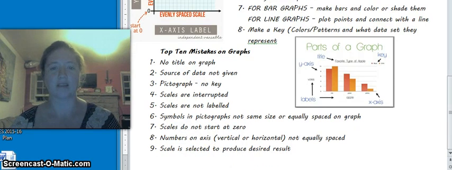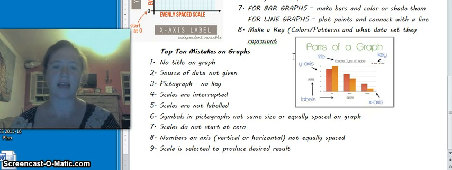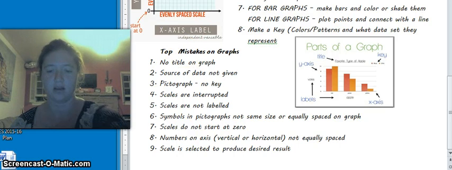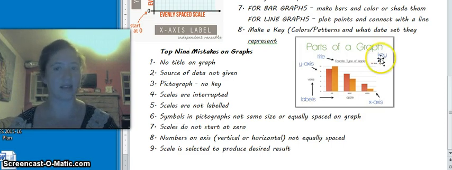Alright, the last point I want to make is there are a couple of things that people often do when they're doing graphs that they make mistakes on. The top mistakes that I end up seeing, which this should actually say top 9 mistakes on graphs, are, number one, missing the title, having the big title at the top, not having it.